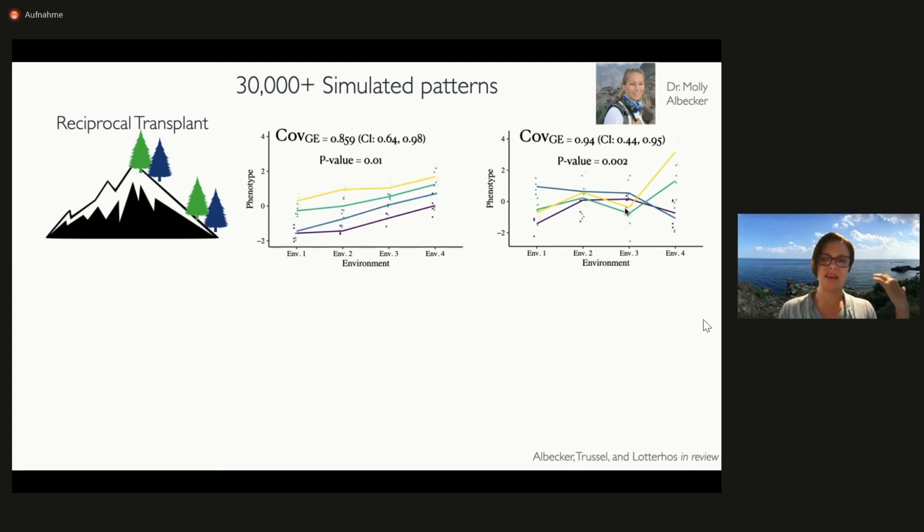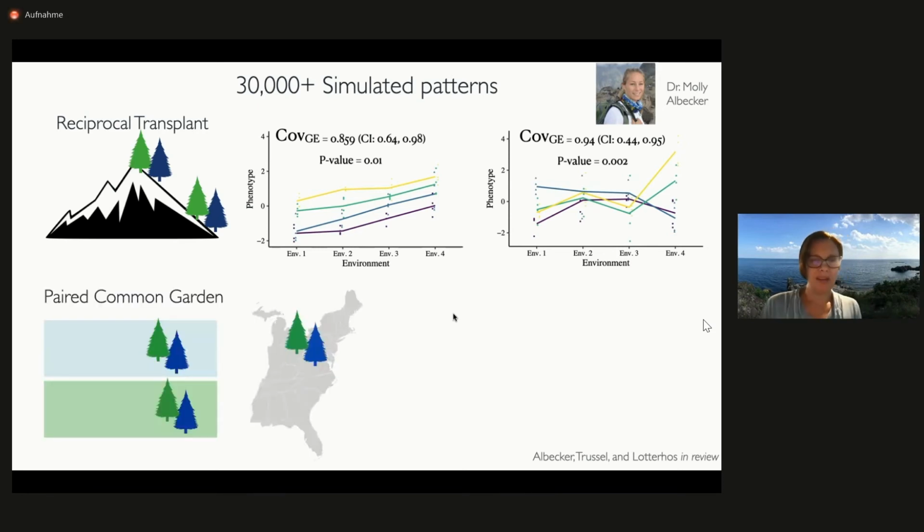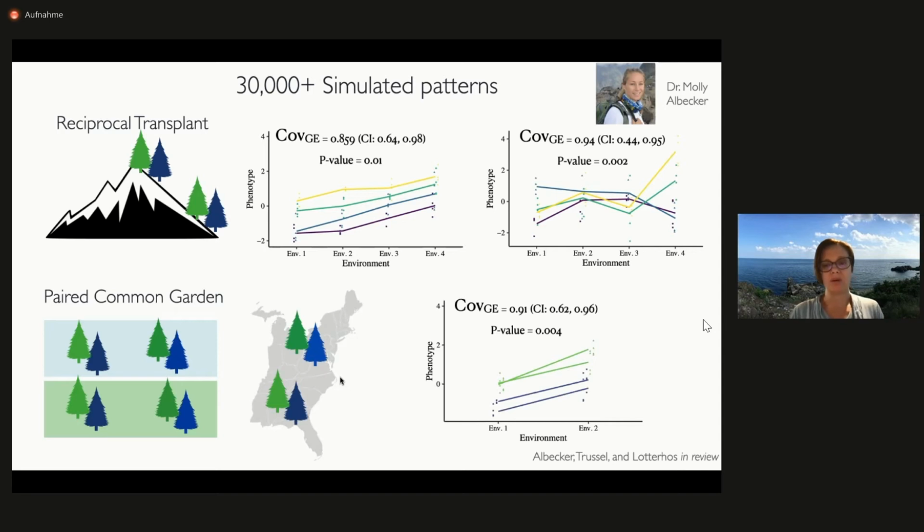And going back to that history of this pattern being visual, this kind of pattern might be present in the data, but if people are focused on visual cues, they may not recognize COVE-GE, even though this is very strong COVE-GE. We also simulated paired common garden experiments. So for example, maybe you have trees adapting to altitude and you collect one pair of ecotypes from one part of the range and another pair of ecotypes from a different part of the range, but you only raise them into environments like a low altitude and a high altitude environment. We can also calculate COVE-GE from this kind of experimental design.